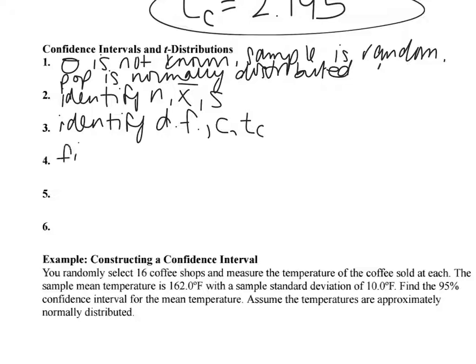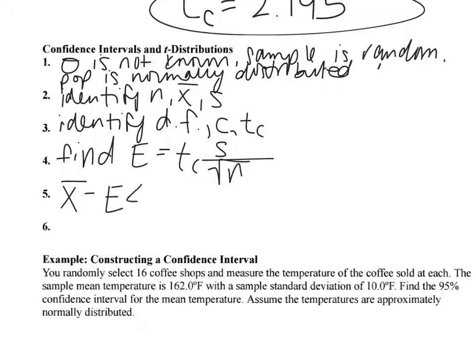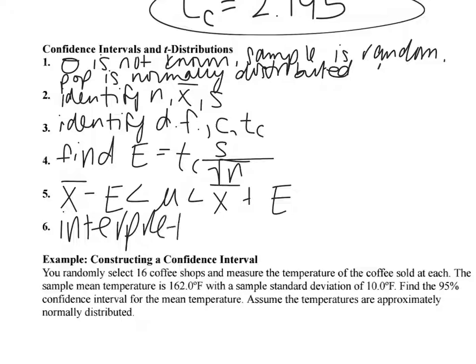Next, we find E, for which we have this formula. It's going to be our critical value times our s value, which is our sample standard deviation, all over the square root of our sample size. Next, we construct our confidence interval, which is x bar, the mean, minus our margin of error, and then we have x bar plus our margin of error. And then finally, we're going to interpret this whole thing.